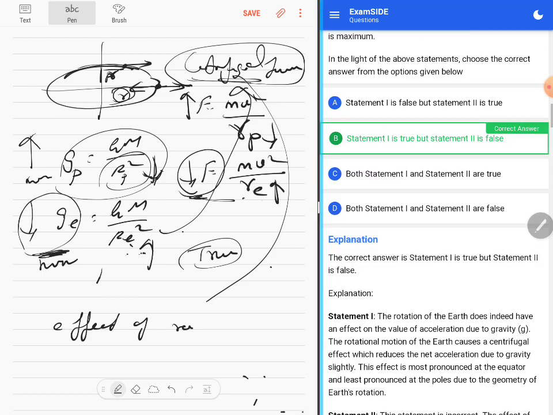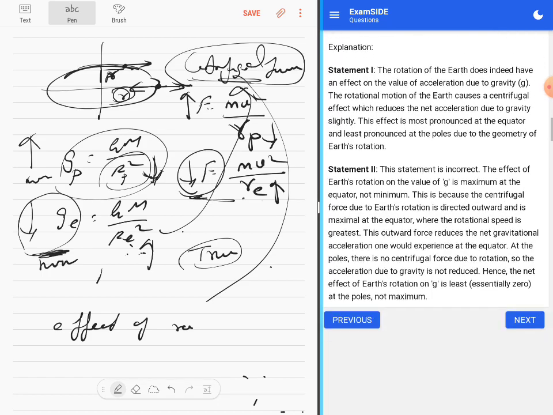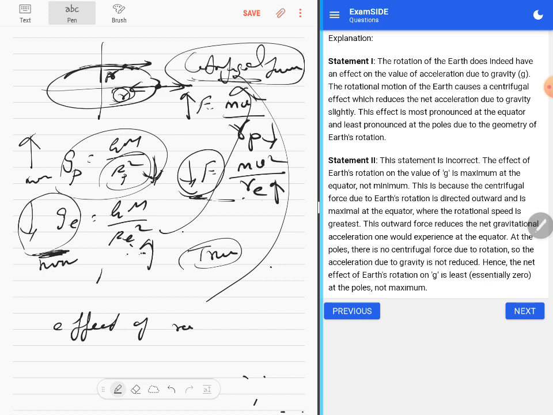Centripetal force is mv square. Okay. The statement is incorrect. The effect of Earth's rotation on the value of g is maximum at the equator. This is because the centrifugal force due to Earth's rotation is directed outward and is maximal at the equator, where the rotational speed is greatest. That is maximum centripetal at the equator. mv square by r. How is it maximum at the equator? That is maximum at the equator, where the rotational speed is greatest.